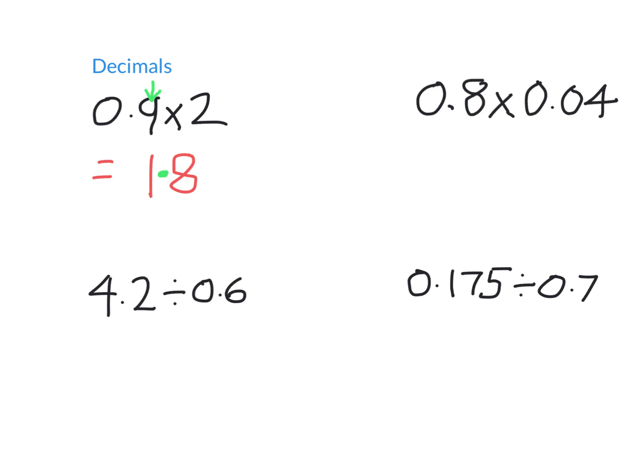We do similarly here. 0.8 times 0.04. Well, I'm just going to do 8 times 4, which is 32. So no regard to the decimal point. Now I'm going to count. In the question, there were 1, 2, 3 digits after the decimal point. So my answer needs 3 digits after the decimal point. But hang on, I only have 2 digits. What am I going to do? I'm going to put a 0 in front. So now I can have 1, 2, 3 digits after the decimal point. I'll put the decimal point there. The answer is 0.032.